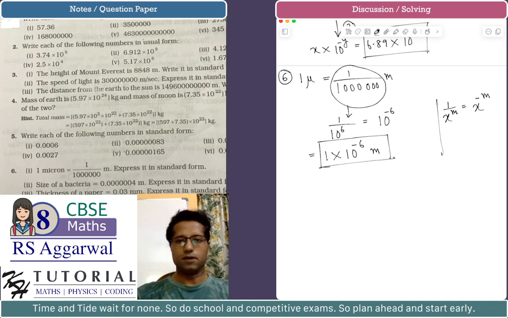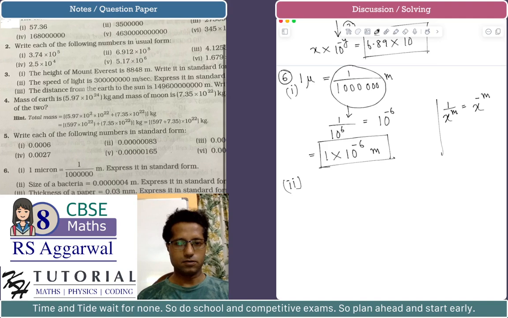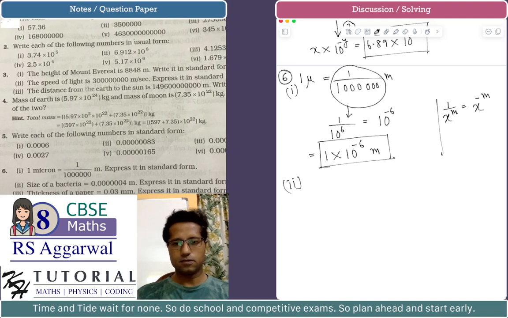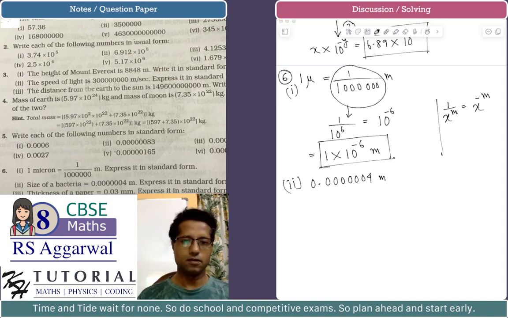Oh, this was part 1. Problem 6 has 3 parts. Okay. Part 2. Size of a bacteria. Okay. Size of a bacteria is given as 0 point, how many zeros? 1, 2, 3, 4, 5, 6. See 0.6 zeros and then 4. This meter. Size of a bacteria is this meter. Express it in standard form.